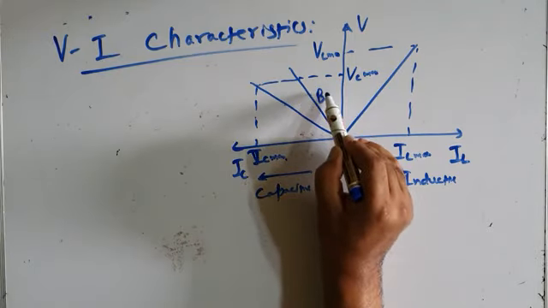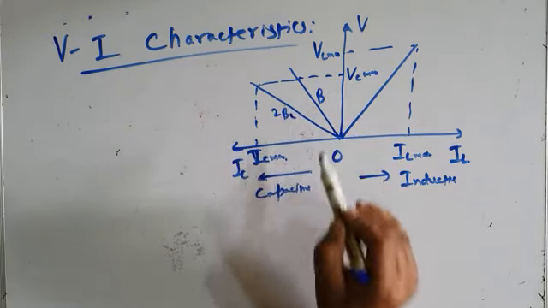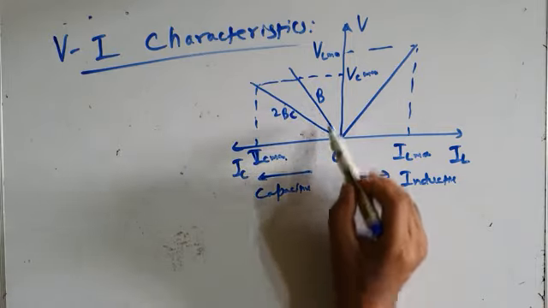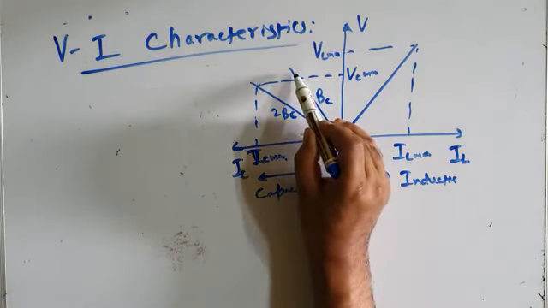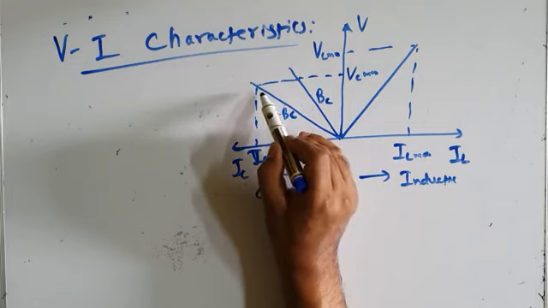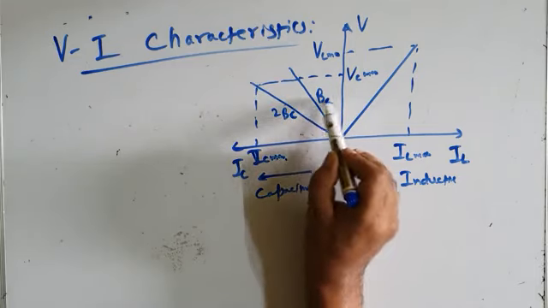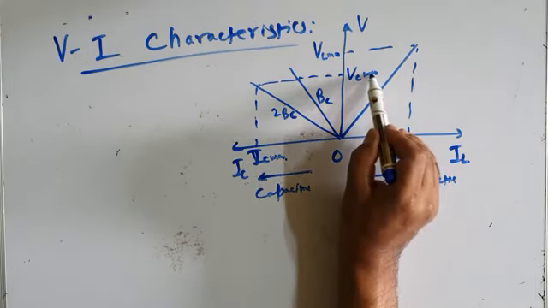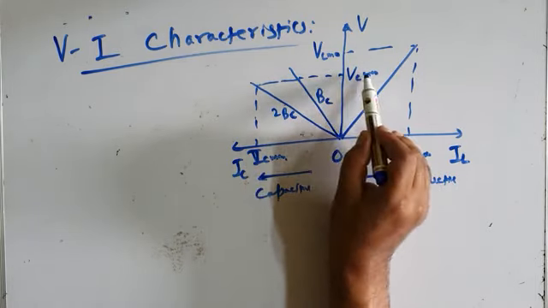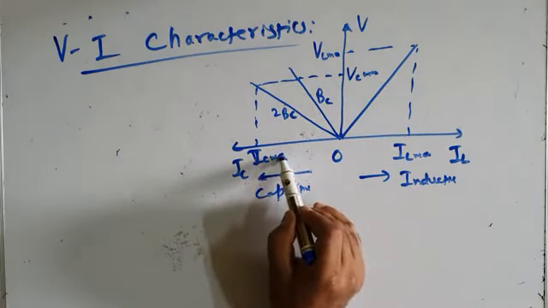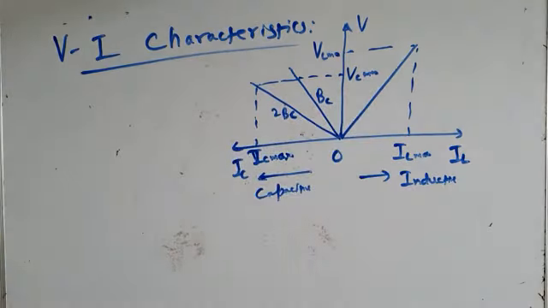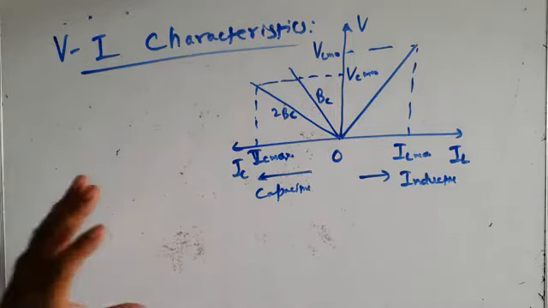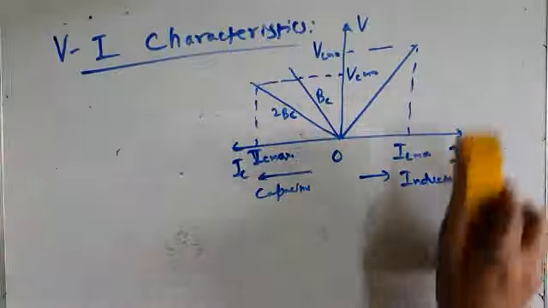This is BC, and this is 2BC. When one TSC branch is on, the susceptance is BC. When the second TSC branch is also turned on, the total susceptance becomes BC plus BC, 2BC. For that purpose, you need to know the maximum voltage across the TSC branch, VC max, and the maximum capacitive current, IC max. So this is about the VI characteristics in the inductive region of operation as well as the capacitive region of operation.